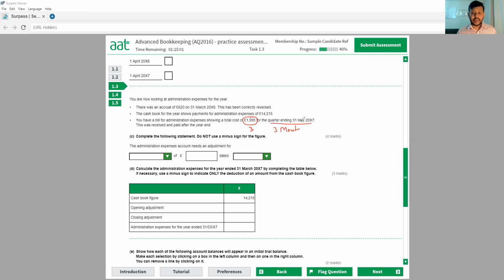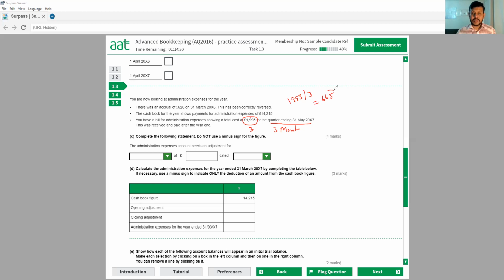So March belongs to the last financial year, and April and May belong to the next financial year. So accruals is only for 1 month, March. I couldn't pay the bill for March because the bill came after the quarter. So we have to do 1995 divided by 3, and that will give us how much? 665. And this is my accruals, isn't it? And this one will be paid later on.